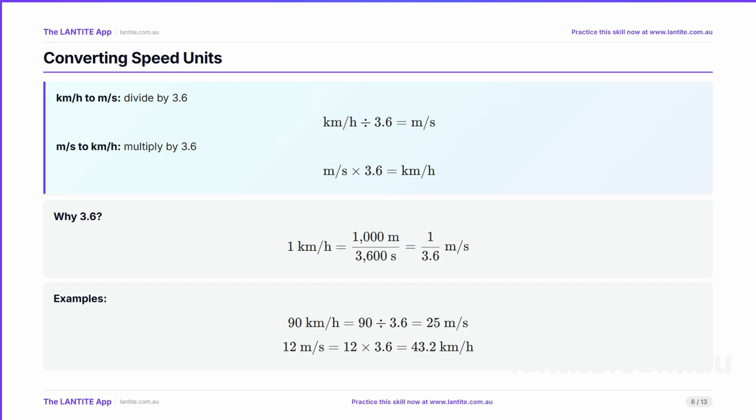Speed unit conversion is a frequent LANTITE topic. To convert kilometers per hour to meters per second, divide by 3.6. To go the other way, multiply by 3.6. Why 3.6? Because 1 kilometer is 1,000 meters and 1 hour is 3,600 seconds. 1,000 divided by 3,600 simplifies to 1 over 3.6. So 90 kilometers per hour divided by 3.6 equals 25 meters per second. And 12 meters per second times 3.6 equals 43.2 kilometers per hour.